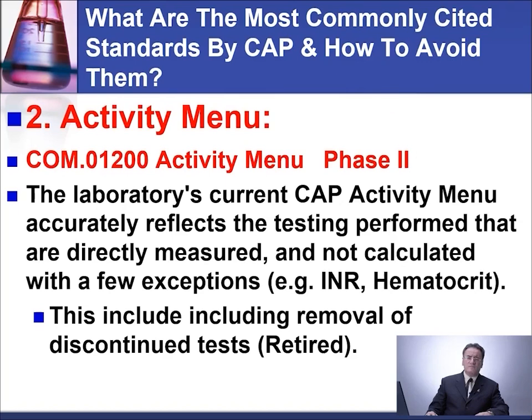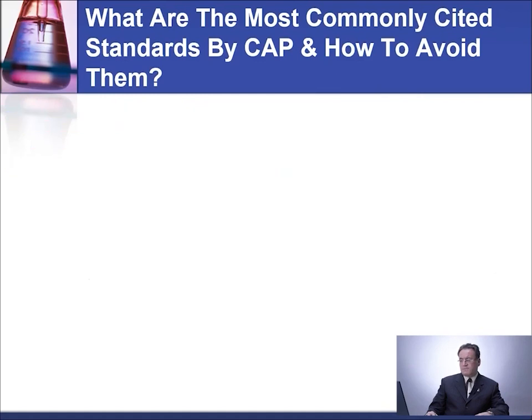If the inspector finds out that you are doing tests that are not on the activity menu, you will be cited. Or if you have some tests on your activity menu that you are not performing, you will also be cited. I have seen this a lot. I really have seen this a lot. So you want to make sure that your activity menu is current and only has what you report patient results on.